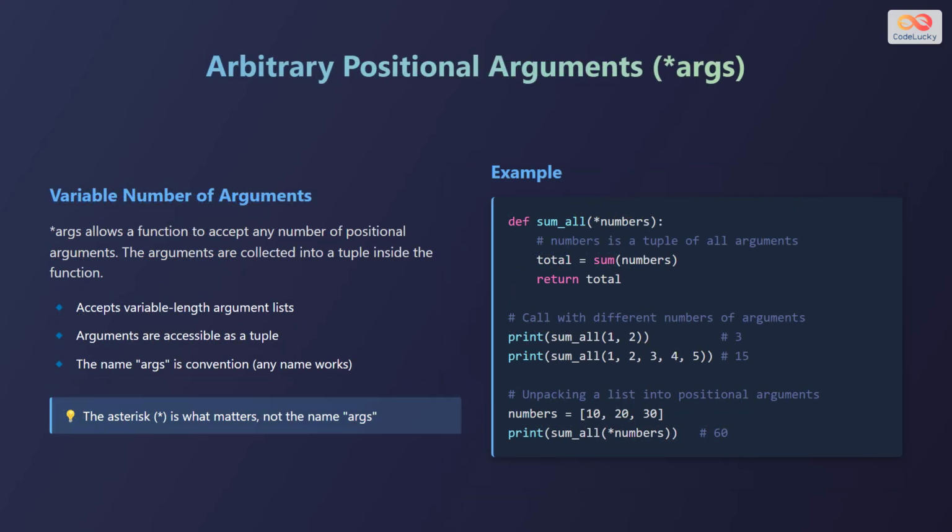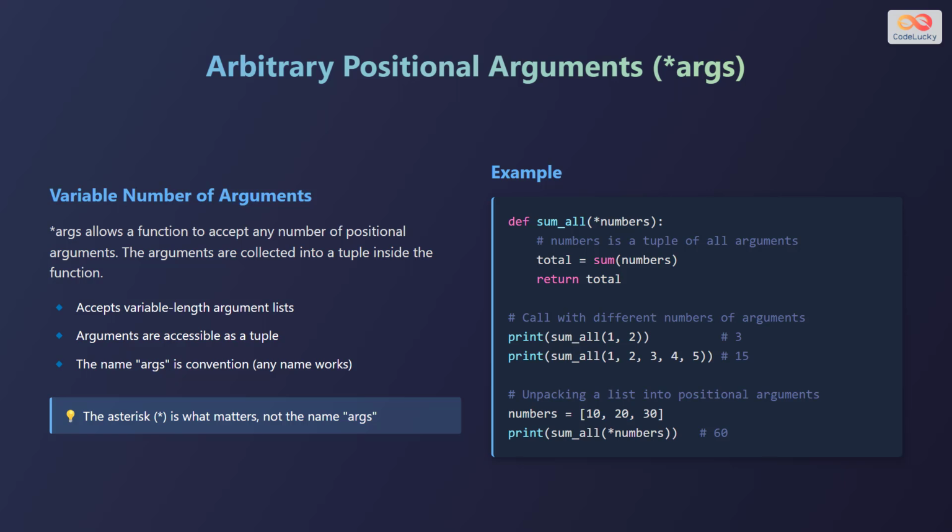Now let's talk about arbitrary positional arguments. *args allows a function to accept any number of positional arguments. The arguments are collected into a tuple inside the function. This accepts variable length argument lists. Arguments are accessible as a tuple. The name args is convention. Any name works. The asterisk is what matters, not the name args.